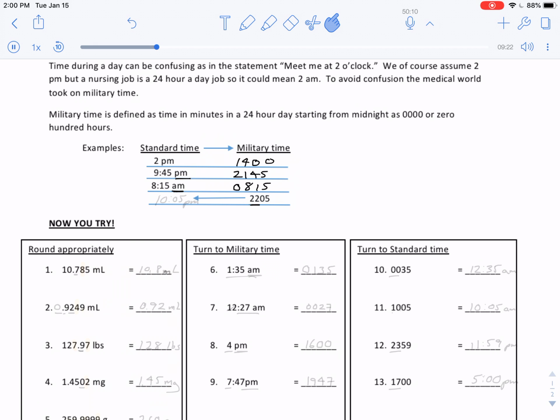2205, I would need to subtract 12 from 22, which would make it 10. And then we add the 05 at the end, right? What time is this? This is more than 12, so we have PM. So we have 10:05 p.m. is what 22:05 is. Okay, and that's military time.